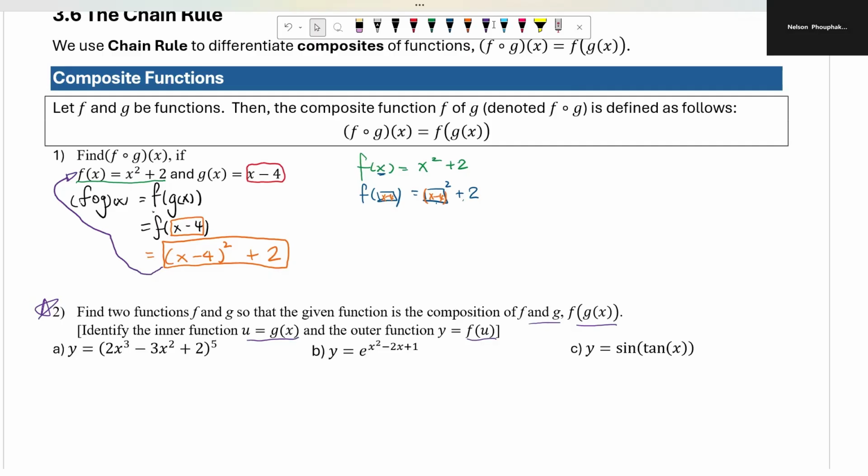Let us look back at the example that we have. Do you see that if I box x minus 4 and assign it to the g function, then when I create the f function, we replace x minus 4 with x? Then we will have x squared plus 2, which is the f function.